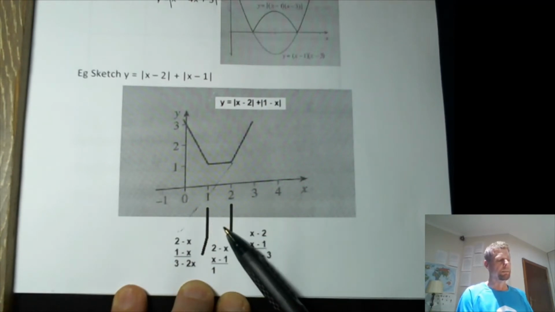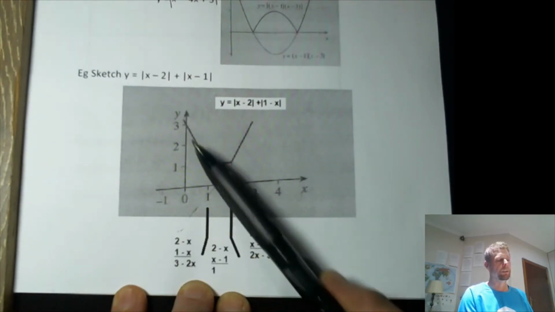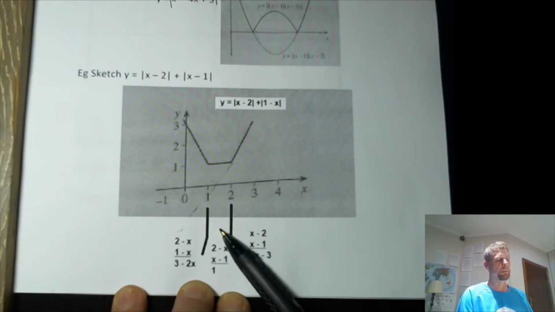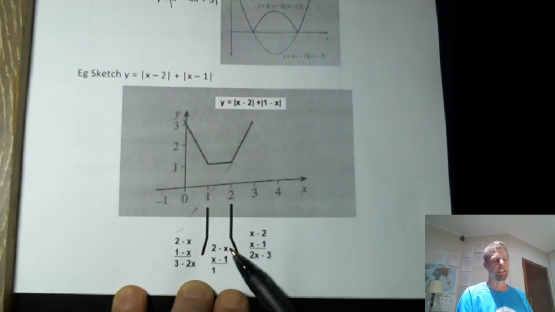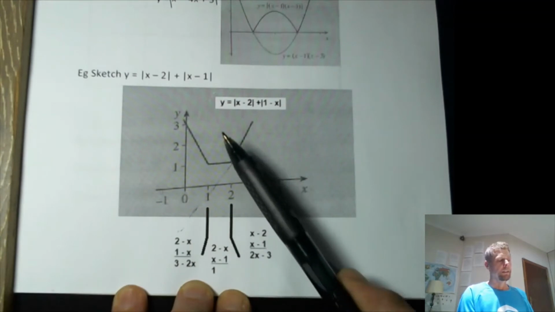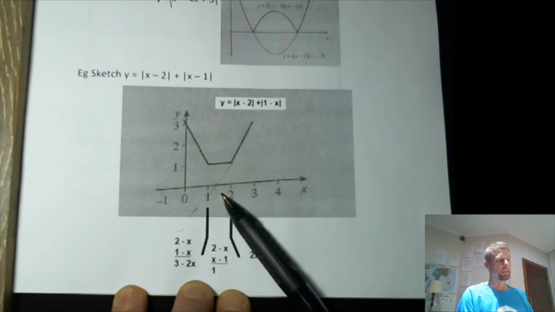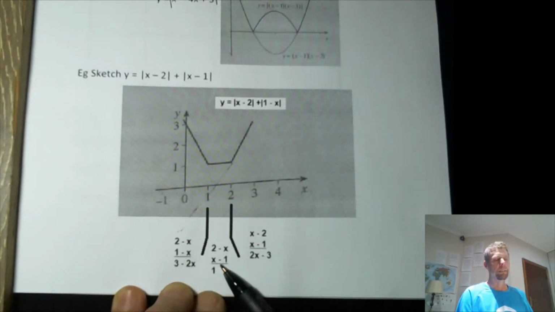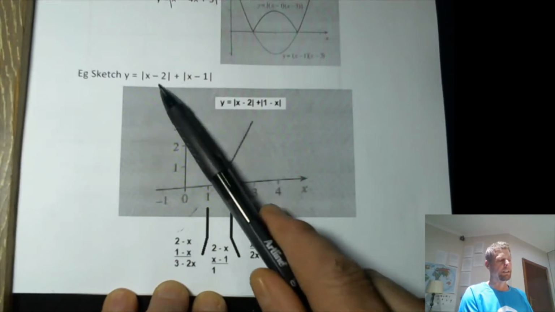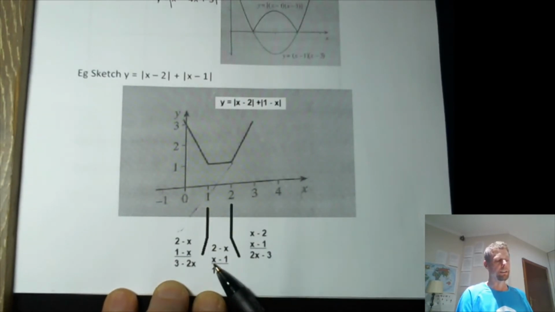Now if we look at the area between 1 and 2, the x minus 2 term is now going to become negative. So we need to flip it, because let's say x is 1.5. You'd have 1.5 minus 2, which is negative. So anything between 1 and 2 is going to be negative. So you need to change the sign. So instead of the x minus 2, we change that function to 2 minus x. And the x minus 1 is still positive. Because say x is 1.5, it's 1.5 minus 1, it's still positive. So x minus 1 remains. Now we're adding 2 minus x plus x minus 1, which just gives you a 1.